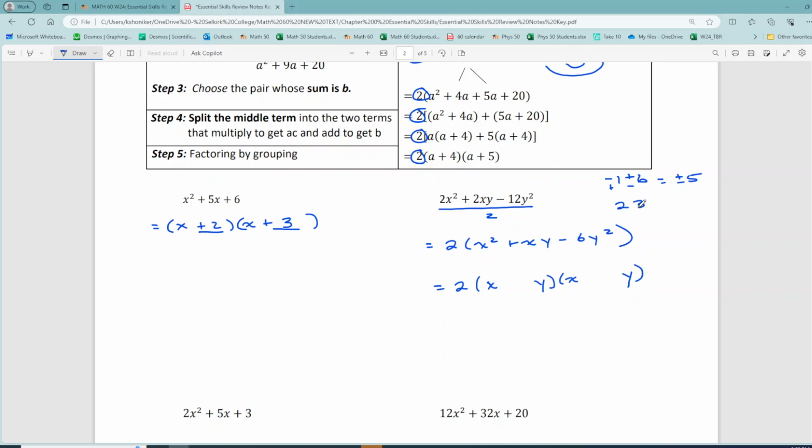So I'm going to try 2 and 3. Now again, I'm trying to look for the combination that will add to give me 1. So it's going to be -2 and +3 that give me 1. So it doesn't matter which one you put in, but this is going to be my fully factored answer.